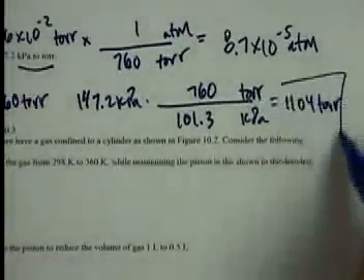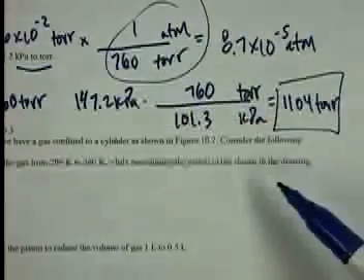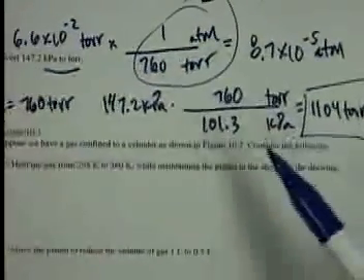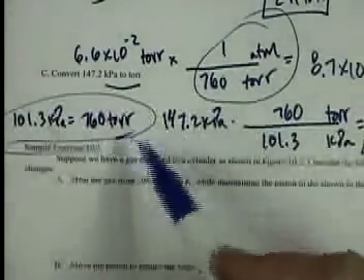Some simple conversions, but you should become fast at them. You should become so used to them that you know these relationships between atmosphere and torr and millimeters of mercury and kilopascals. And remember that torr and millimeters of mercury are the same thing.